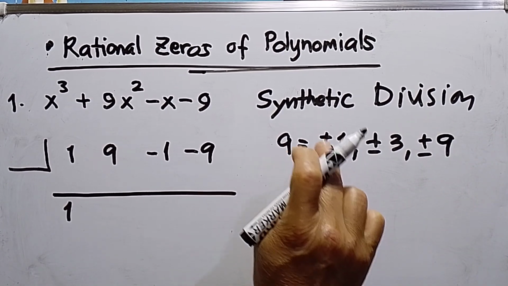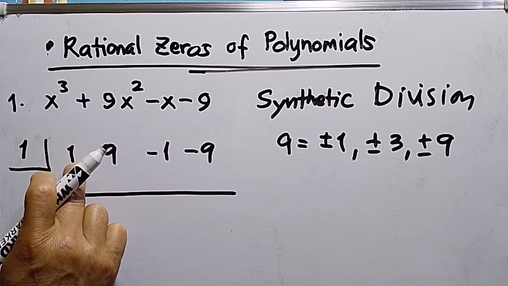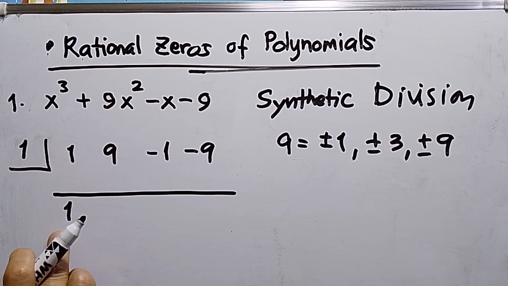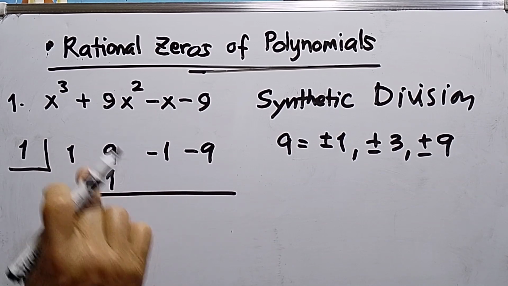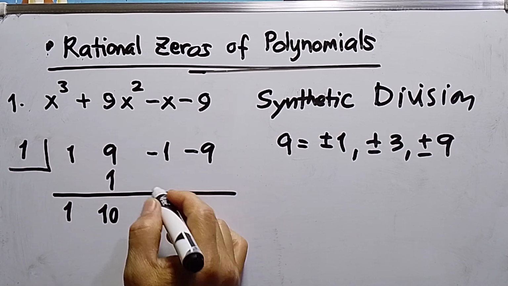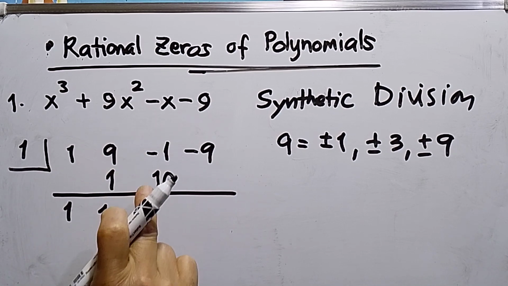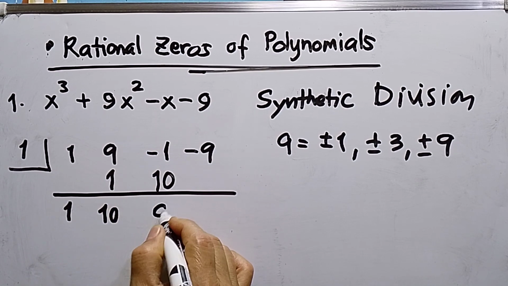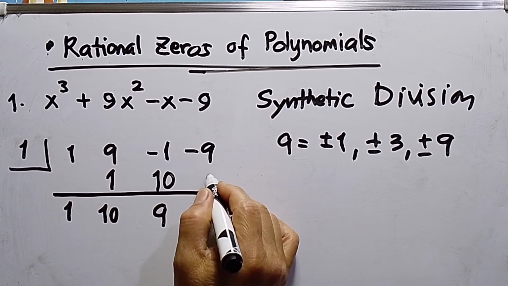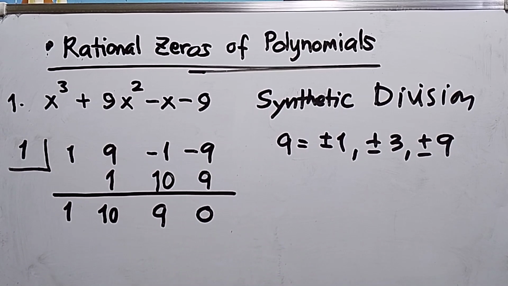So let's start with positive 1. Take note, as I said, the first numerical coefficient of your polynomial must be the base. So 1 times 1 is 1. Then positive, positive, so this will be 10 because 9 plus 1 is 10. Then 1 times 10 is, of course, 10. Then negative 1 plus 10 is positive 9. Now, 1 times 9 will be positive 9. So negative 9 plus positive 9 will be 0.